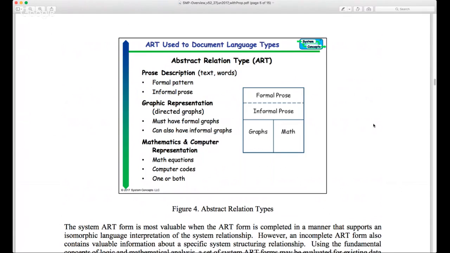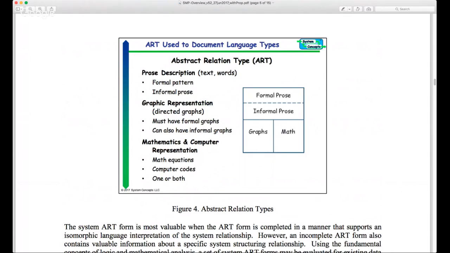We developed the abstract relation type. So the abstract relation type is really patterned after the computer science idea of an abstract data type. But in this particular case, we're not focused on the data. We're focused on the relation, and the relation that actually is the structuring system relation. And so we just create a format where we have formal prose, informal prose, graphics, formal, informal, and mathematics.